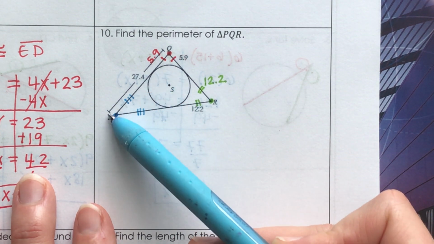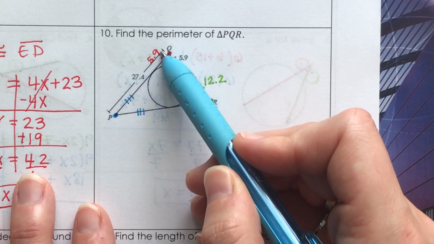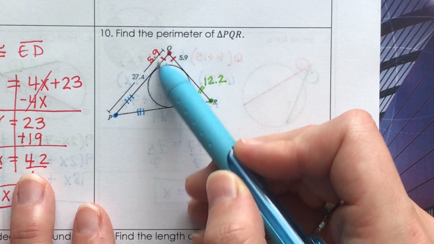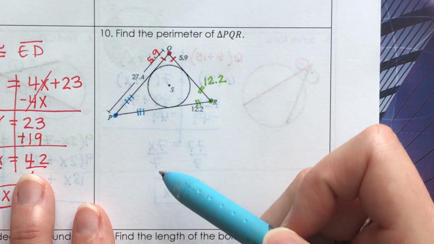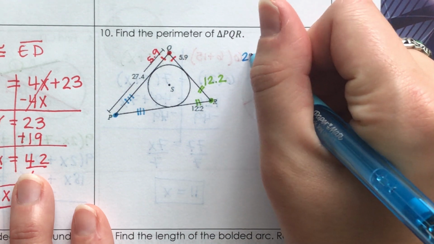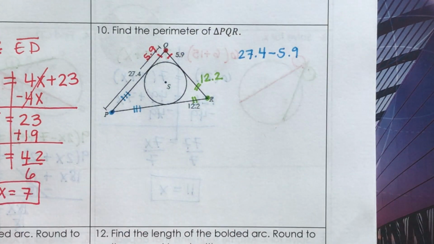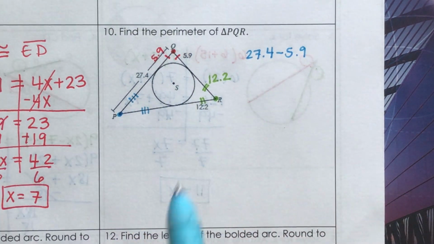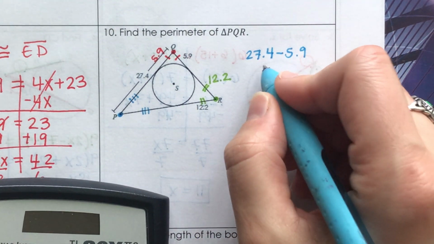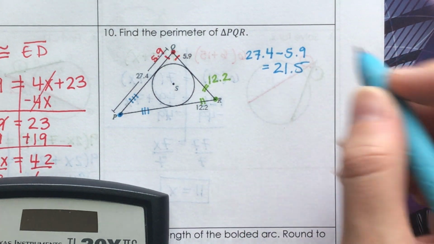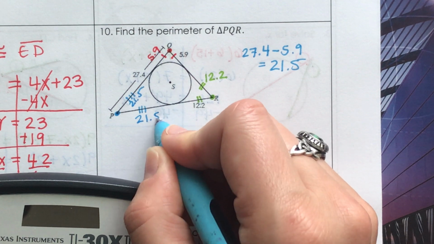Now, what I notice is there's nothing given to me here, but I know the whole thing is 27.4. I've already used up 5.9, right, this red section of the 27.4. So to figure out what's left in blue, I'm going to take 27.4 and I'm going to subtract 5.9 from it, because if I do that, that's going to tell me what's left over for the blue. So if I do that, I get 21.5. So that means this blue piece is 21.5, this blue piece is 21.5.